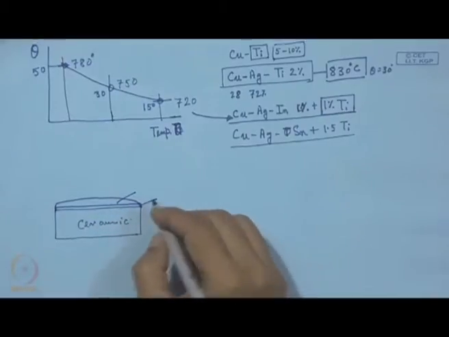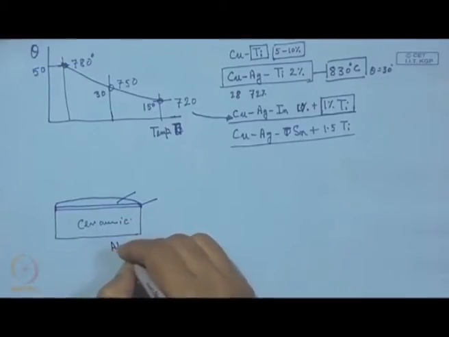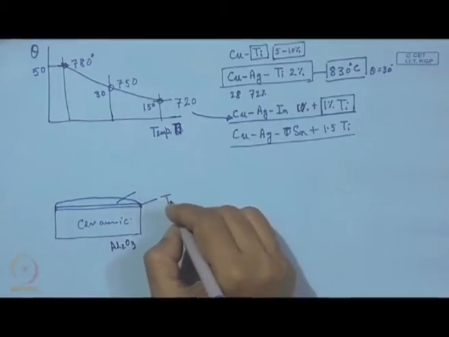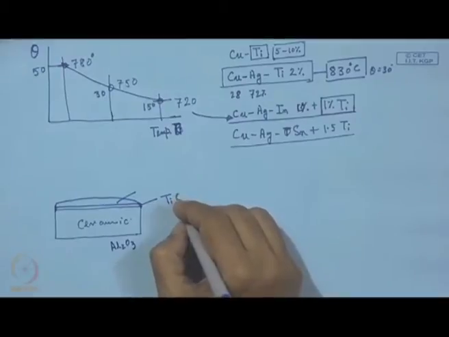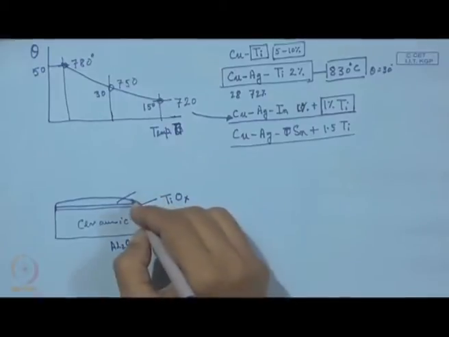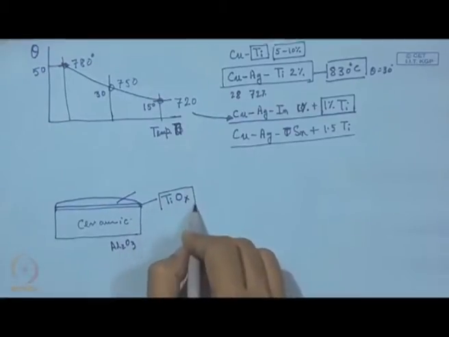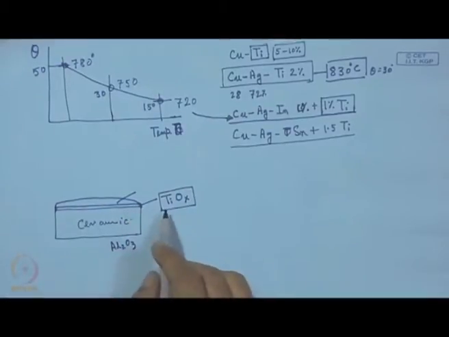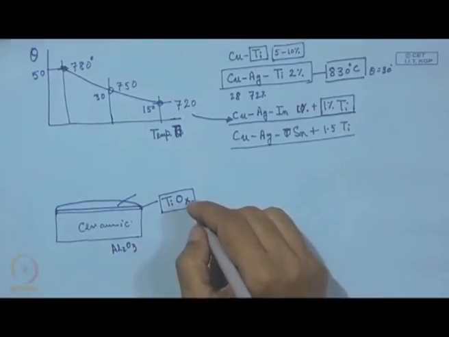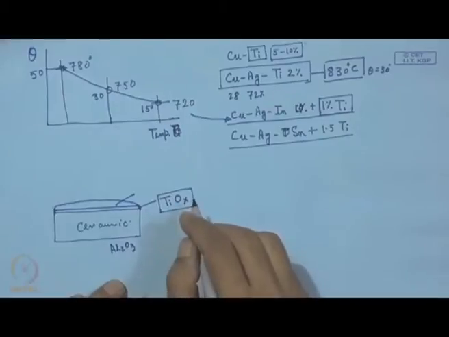So, this is the ceramic, that means say Al2O3, and here we have the oxide layer which will be in the form of TiOX, and over that we can have this parent alloy. So, the formation of this reaction layer of TiOX is very important here, and this X should be at least 1 or, desirably, less than 1.